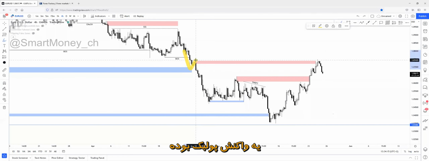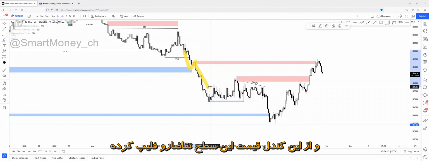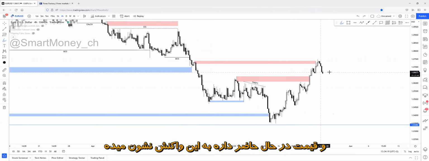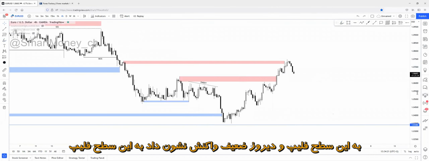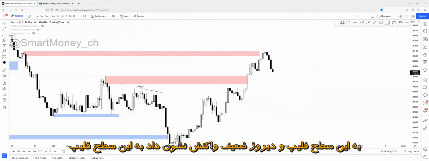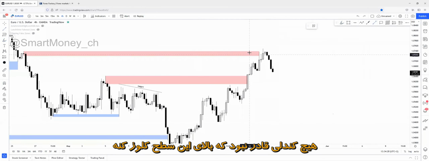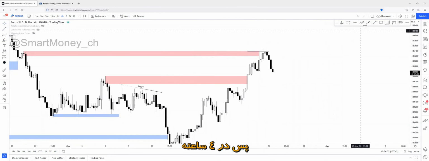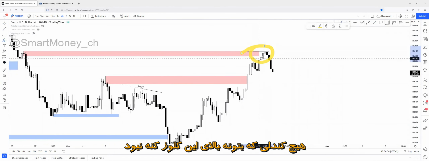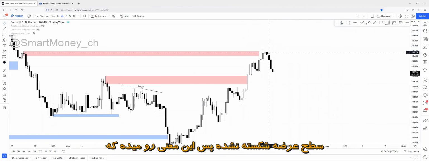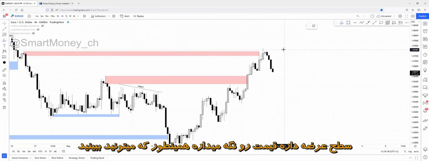There was a reaction, pullback, and from this candle, price has flipped this demand zone. And price is currently reacting on this flip zone, as you can see. And yesterday, there was a wick above this flip zone, but no 4-hour candle was able to close above this supply zone. So there was no 4-hour candle closure above the supply zone, meaning the supply zone isn't broken, meaning the supply zone is holding.